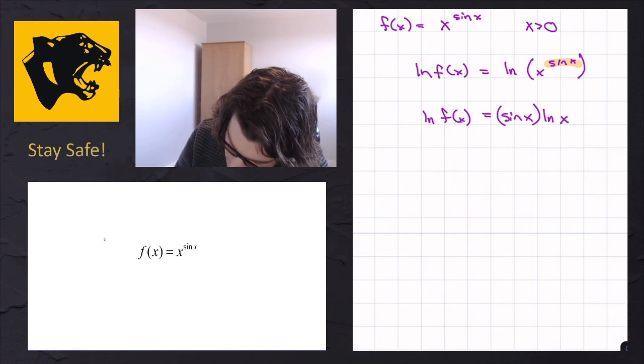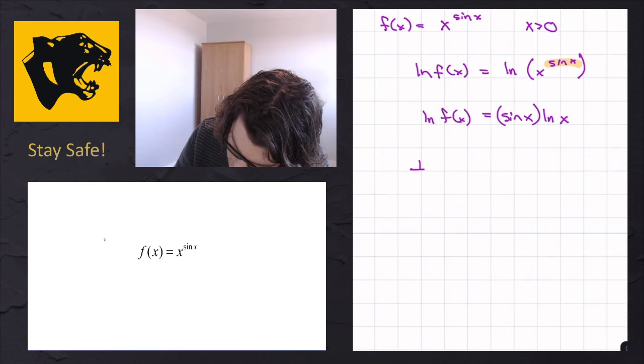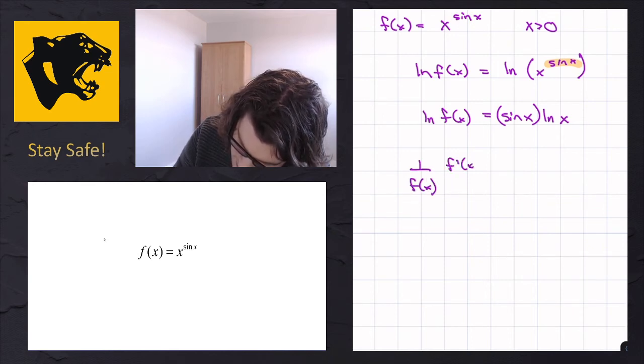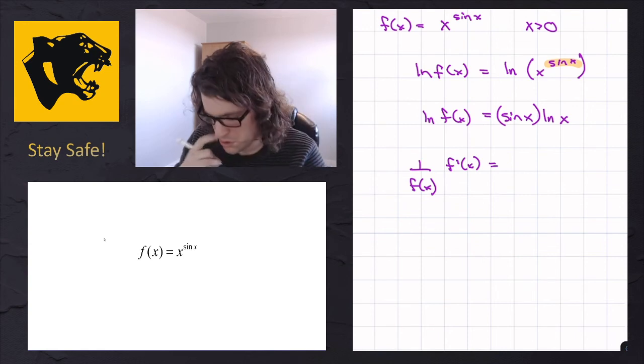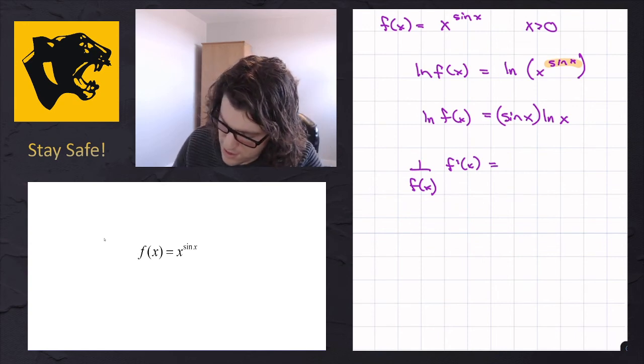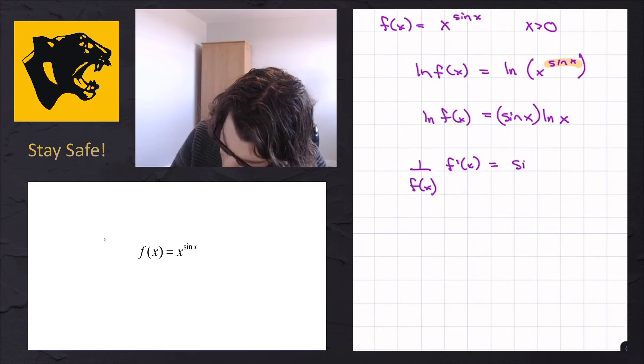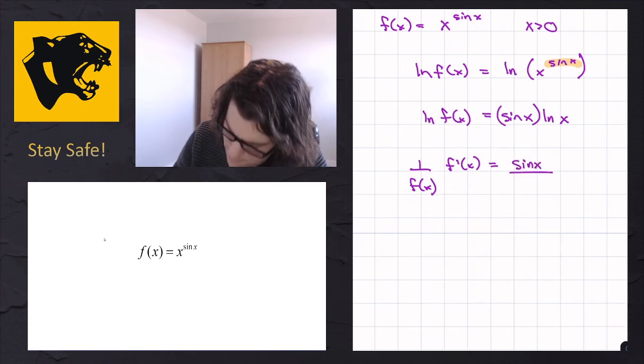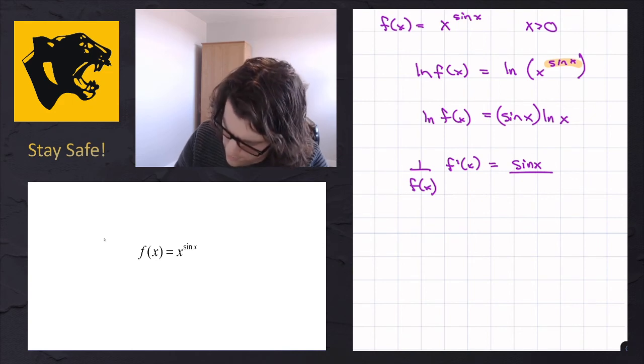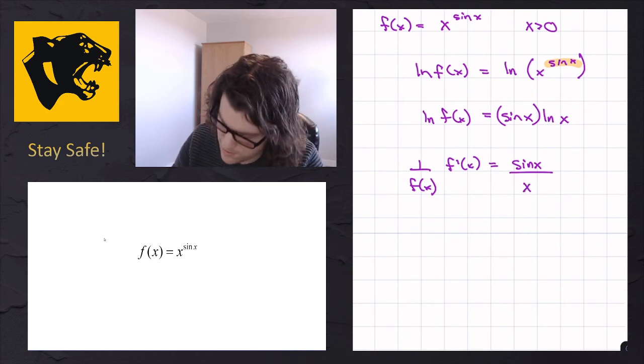So the derivative of the natural logarithm of f of x is 1 over f of x times the derivative of the inside, which is f prime of x. That's going to be equal to, on the other side of my equation, which is now a product rule, sine x times the derivative of ln x, which is 1 over x. So I'll just say sine x over x.